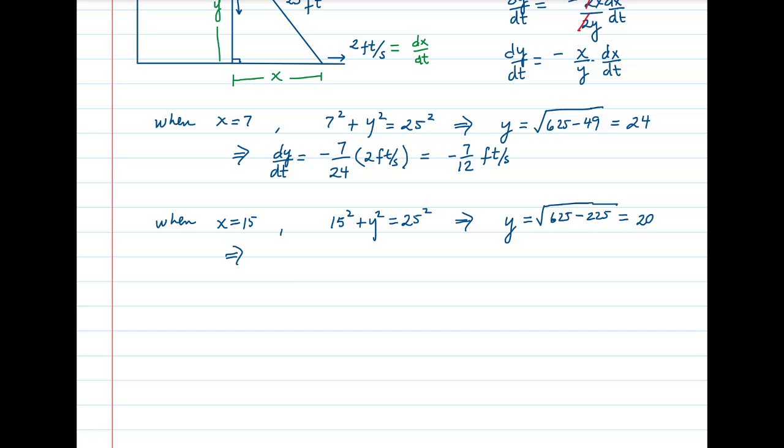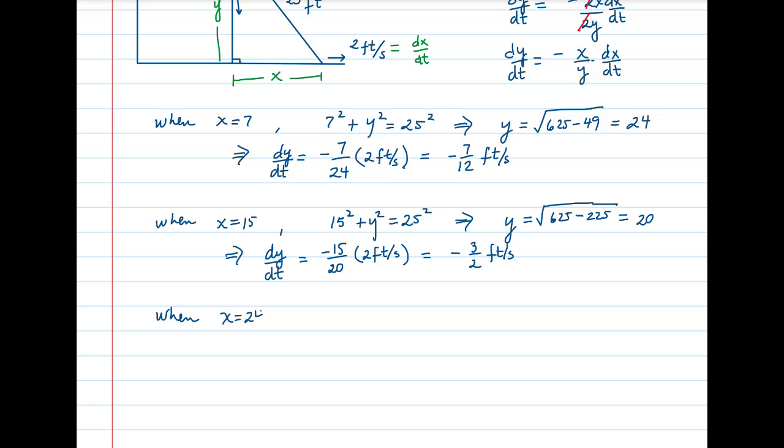Okay, so then that means dy/dt is going to be equal to negative 15 over 20 times dx/dt, which is still 2 feet per second. We get negative 3/2 feet per second. And notice how all of these results are negative, and the negative represents that this length is decreasing. That should make sense, because as x increases, y is going to be decreasing because that ladder is being pulled away from the house.